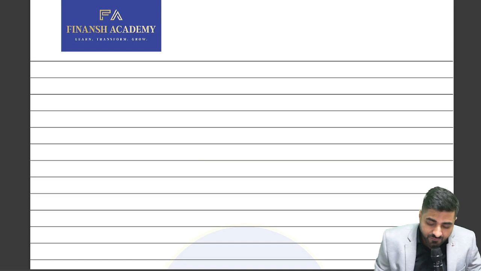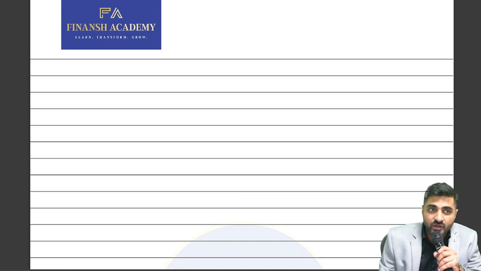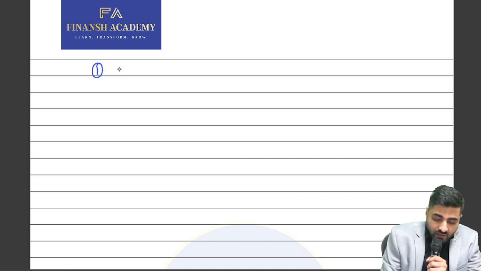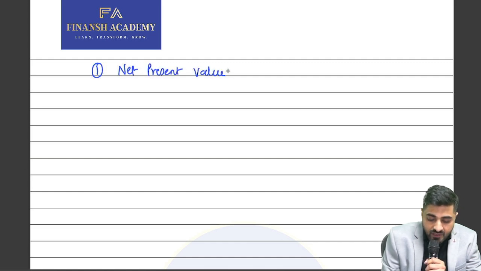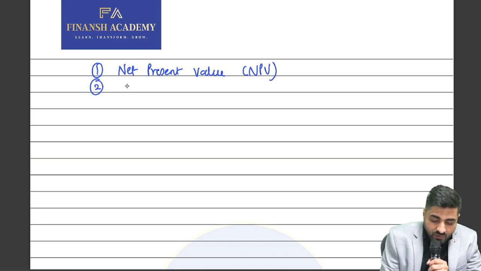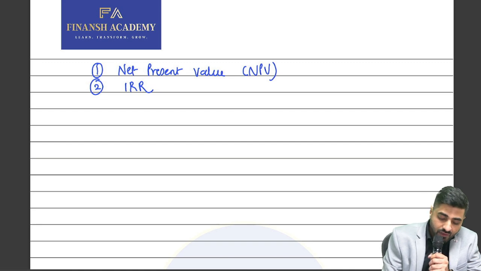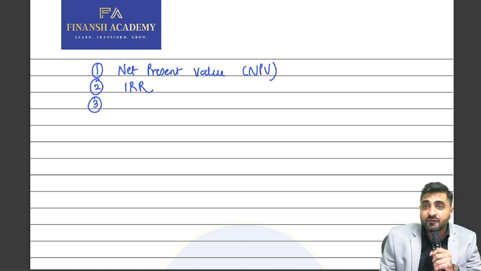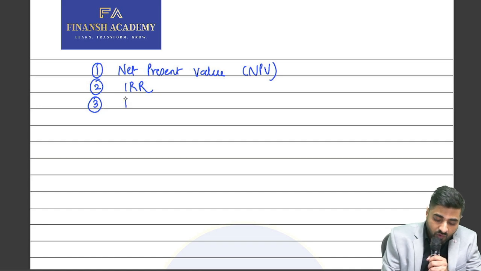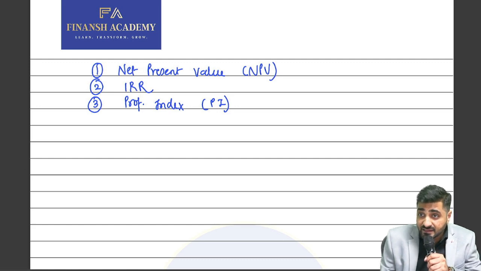So everyone, the first method on the basis of which the projects can be evaluated, that is by way of your net present value method. Have you heard about this? NPV. Then the second method will be your IRR, internal rate of return. The third method for the purpose of evaluation will be your profitability index, which is also known as PI or also known as PV index.